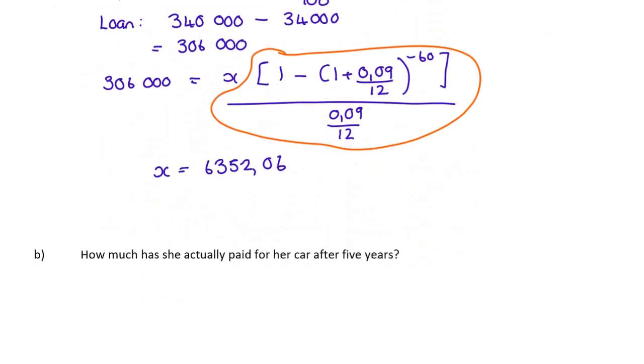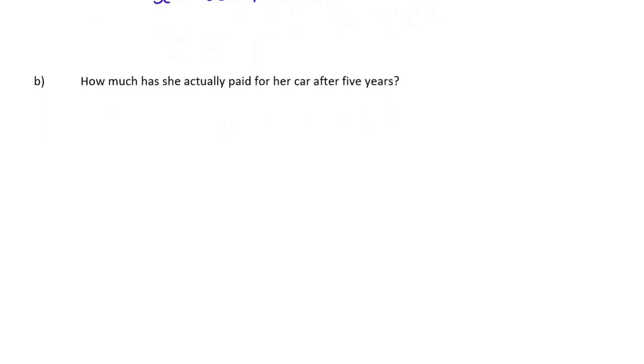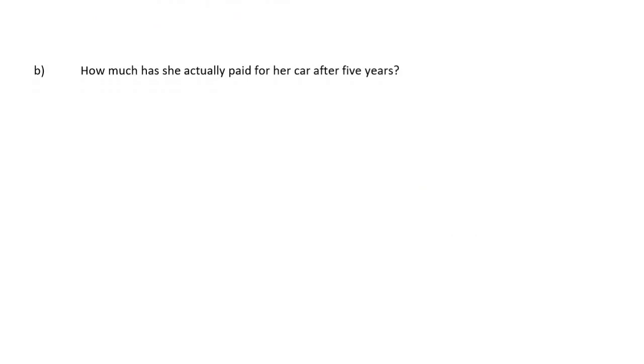Right, let's see what the second part says. The second part says, how much did she actually pay for the car after 5 years? Now, she doesn't end up paying 340,000 Rand for her car because built into all of those repayments is interest. So what did she actually pay? Well, first of all, she paid her deposit. Her deposit was 34,000 Rand and she paid for that before she even took the car. Then she made 60 monthly payments of 6,352 Rand and 6 cents.